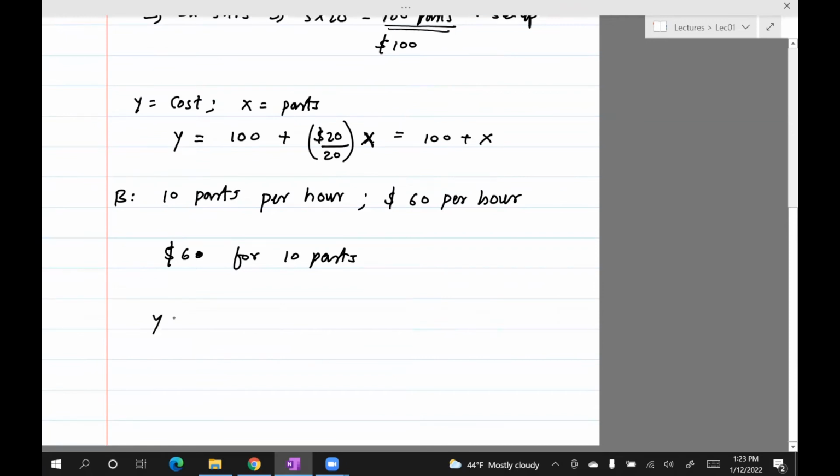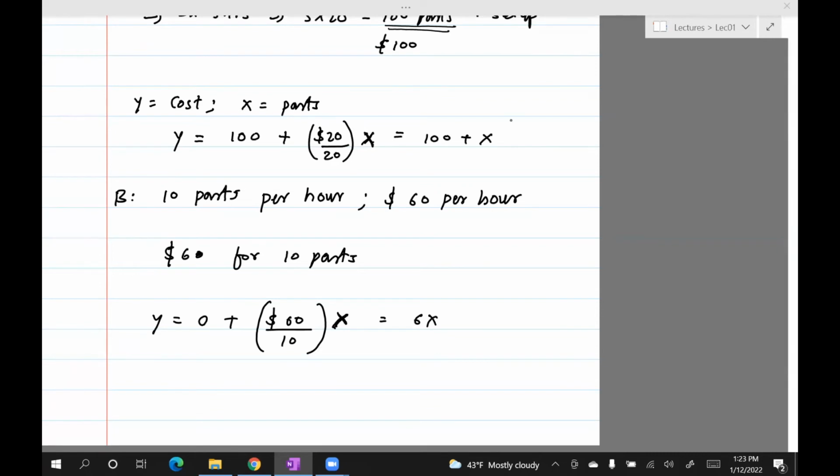For B, we can write the cost as there's no setup cost, so we put a 0 plus we have $60 for 10 parts times the number of parts, so times 6. The reason I wrote it this way is because if you do dollars per part times parts, you'll have a dollar amount. And so this will be 6x.